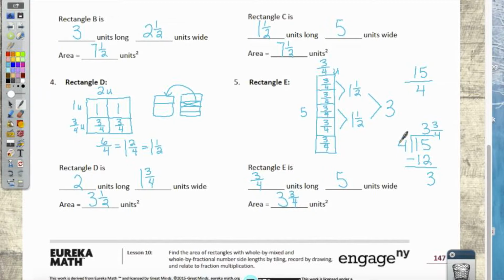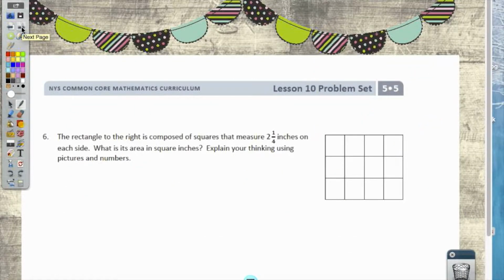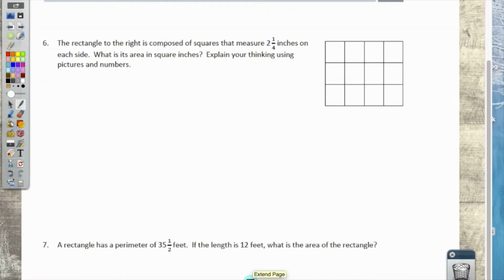So let's do some problems that are going to be a little bit more fun. How about this one right here about the rectangle? Let's start with it. So number 6, we're already on number 6. Okay. So it says the rectangle to the right is composed of squares that measure 2 1/4 inches on each side. What is the area in square inches? Explain your thinking using pictures and numbers. Okay? And we don't get to count their picture.